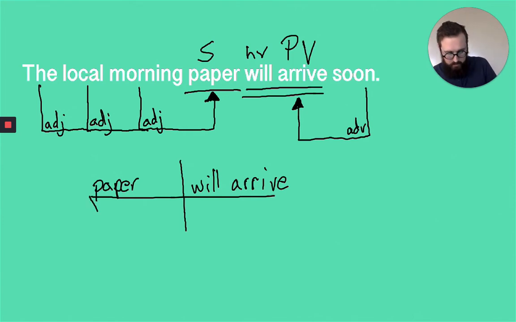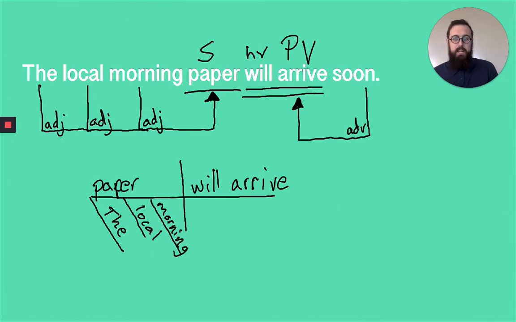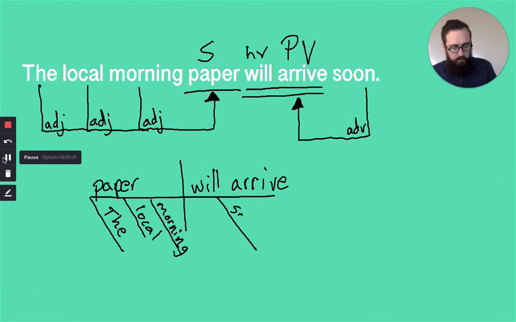Okay. All right, now I can go through from the start of my sentence. So I have a line down. I'm going to write the. I capitalized it because it's at the beginning of my sentence. Local is describing paper, and then morning also. Notice why I added those 3 lines: I gave myself some extra room. And then I can go through and do the end of my sentence. I have the word soon, and that is describing will arrive. Okay. All right, that is how I analyze and diagram that sentence.